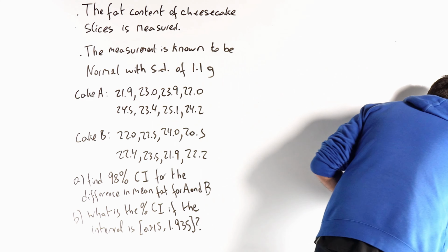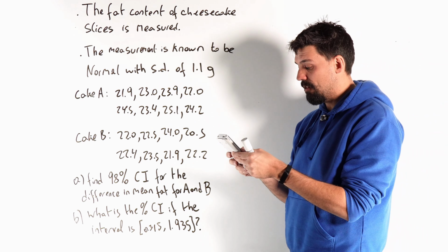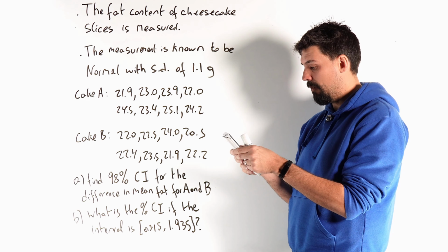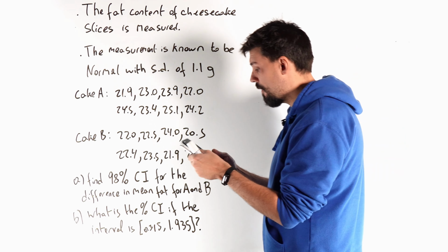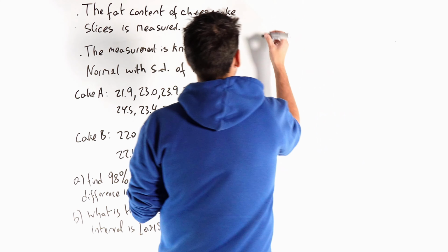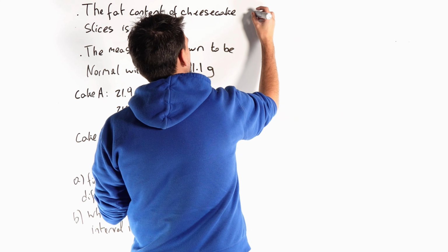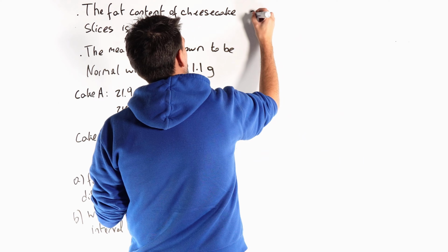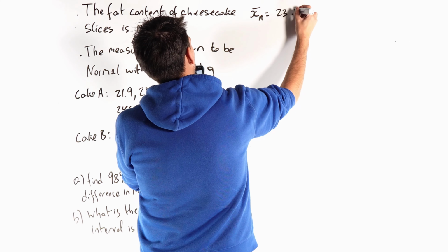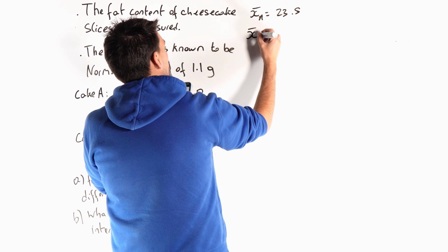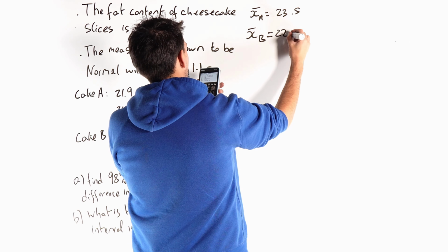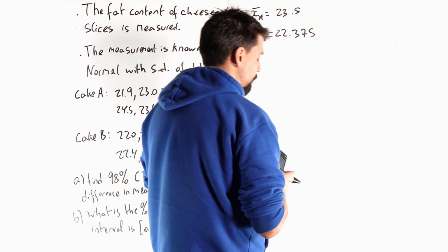Now, to speed things up, I've already plugged these into my trusty calculator, I do believe. And there we go. So calc, I'll just double check, list 4, list 5. And the calculator does tell me that the mean for cake A, x bar A, is equal to 23.5. And it's also telling me that the mean for cake B is 22.375.